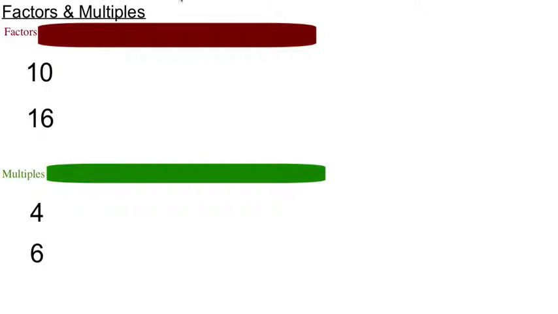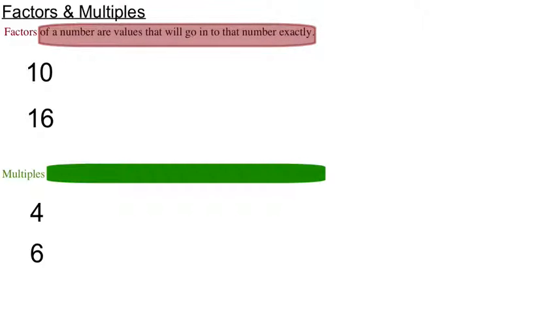Factors and multiples. So the first place to start is to consider what a factor is. Now you should know that factors are numbers that go into another number exactly. So that is a definition that you do need to know.